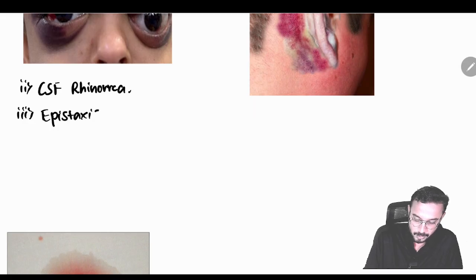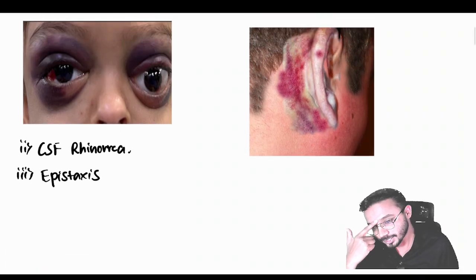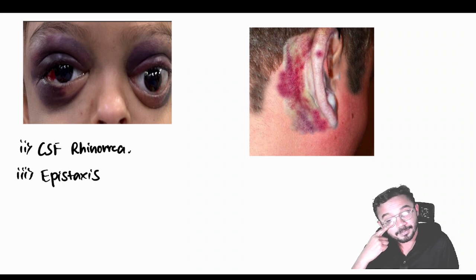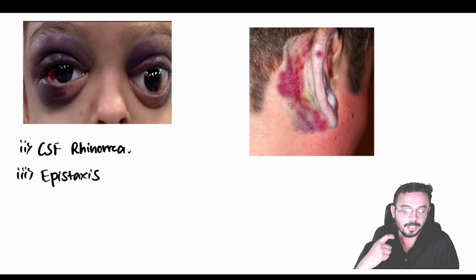And you will get bleeding from the nose, epistaxis. The cribriform plate is something like, if anybody punches you over here, you will get this black eye or periorbital swelling near your eyes. That is periorbital swelling, or raccoon eye, or black eye.